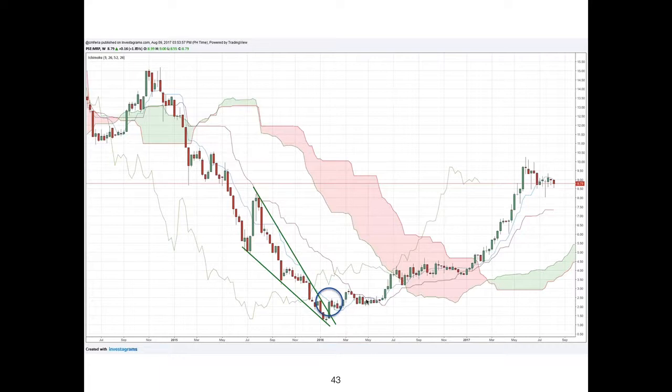So the Tenkan-sen also crossed above the Kijun-sen. There's a Chikou span breakout right here. At this area, the Chikou span broke above the price. Now we count 26. The kumo twist happens 26 periods ahead of the price, right? So if you count backward, this was the candlestick. At this candlestick, the kumo twist also happened.